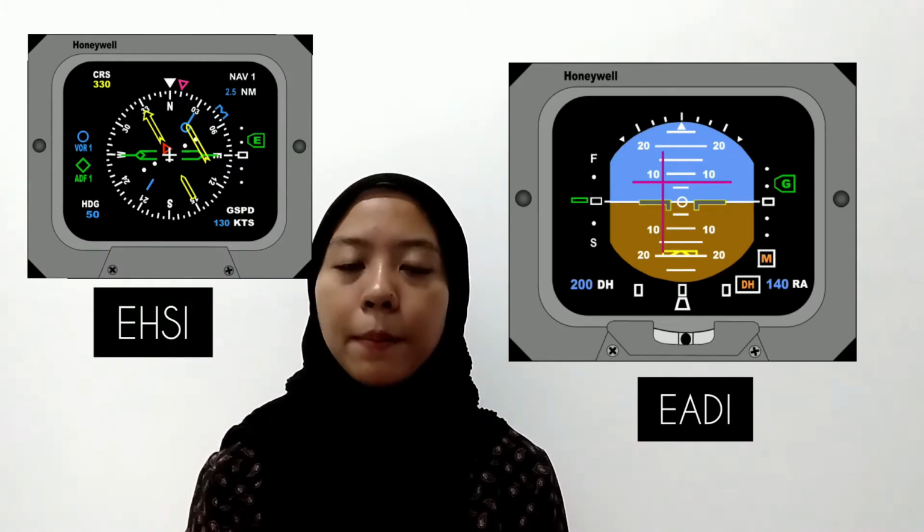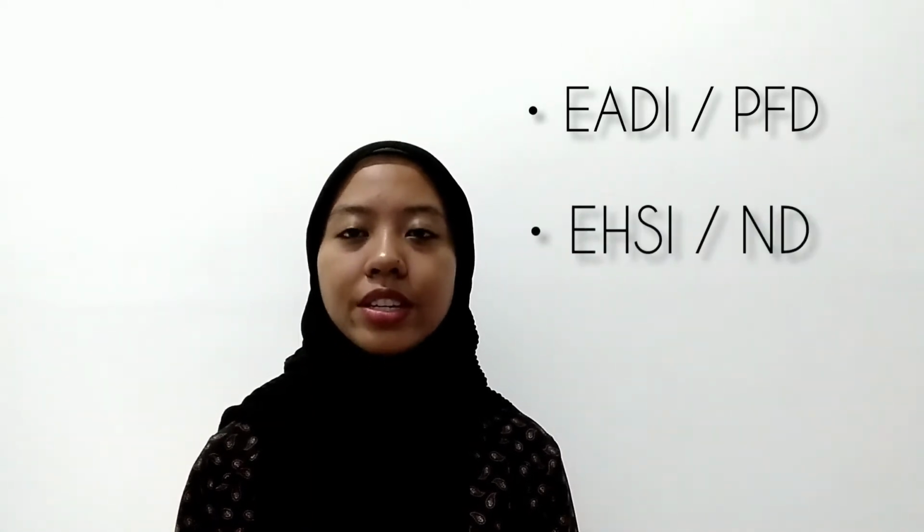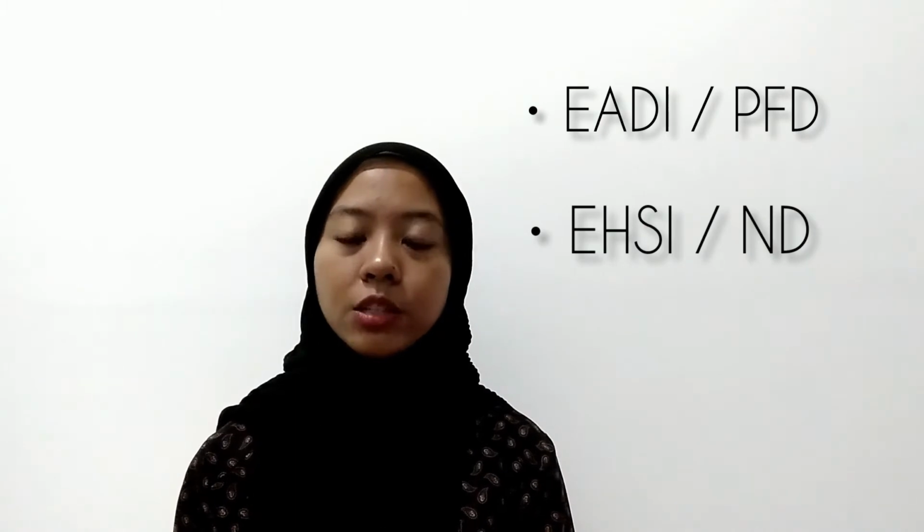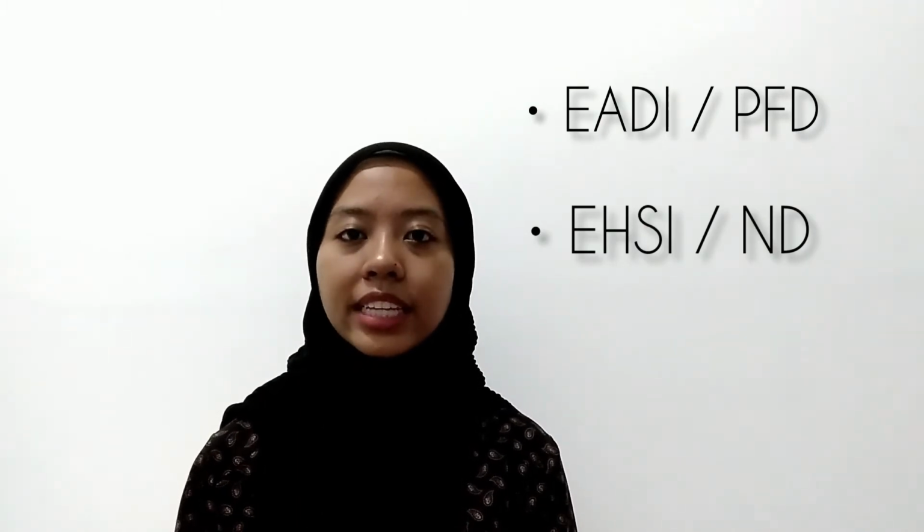The complex electromechanical attitude director indicator (ADI) and horizontal situation indicator (HSI) were the first to be replaced by EFIS. The unit display comprises these items on the flight deck. The first one is the electronic attitude director indicator or primary flight display. The second one is the electronic horizontal situation indicator or navigation display. And the third one is the engine indicator and crew alerting system or electronic centralized aircraft monitor.